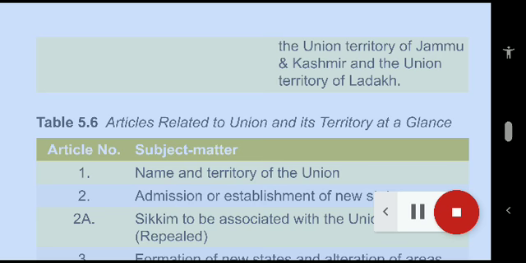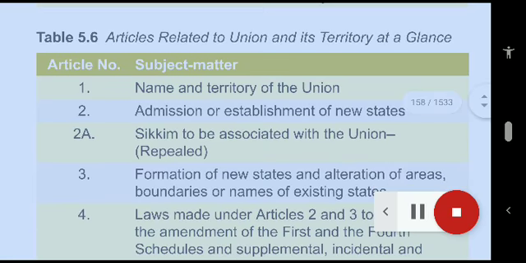Table 5.6 Articles related to Union and its territory at a glance. Article number, subject matter. 1. Name and territory of the Union. 2. Admission or establishment of new states. 2A. Sikkim to be associated with the Union. Repealed.